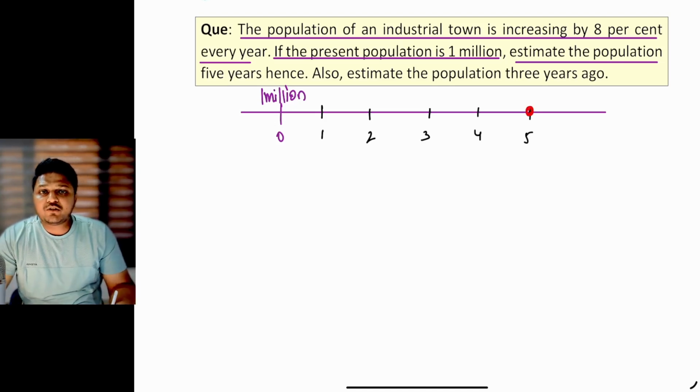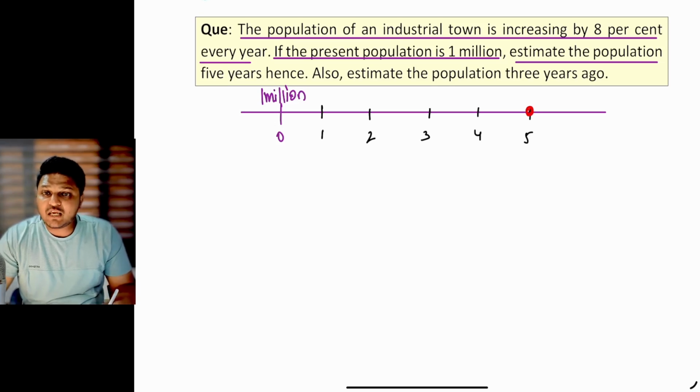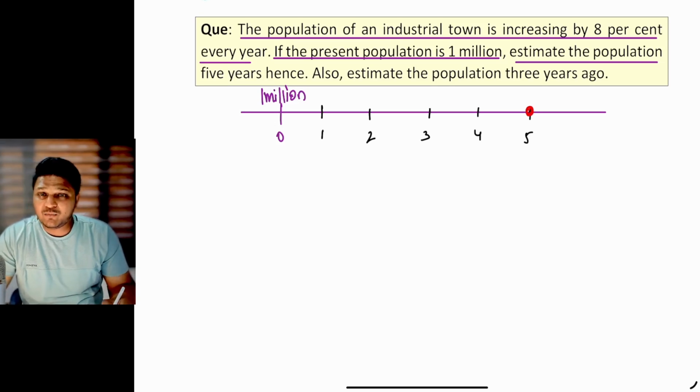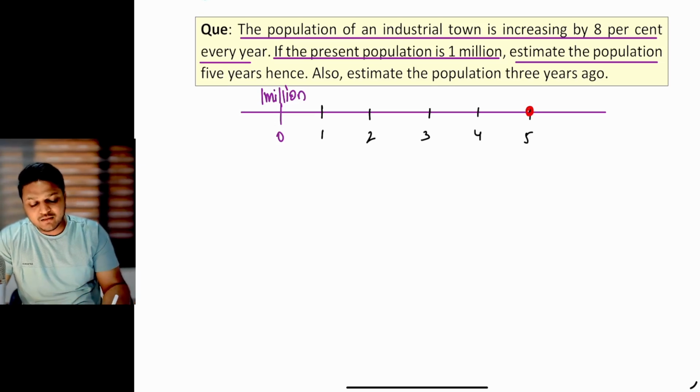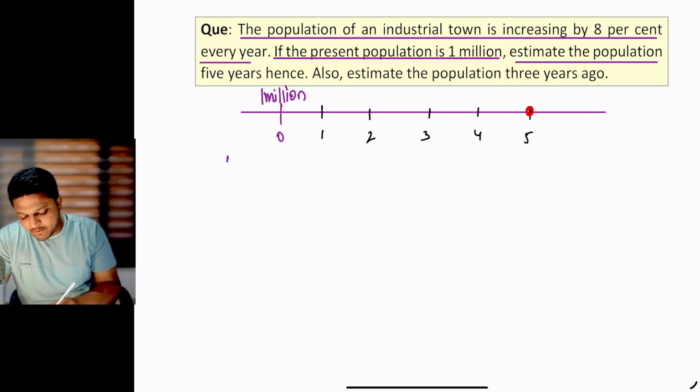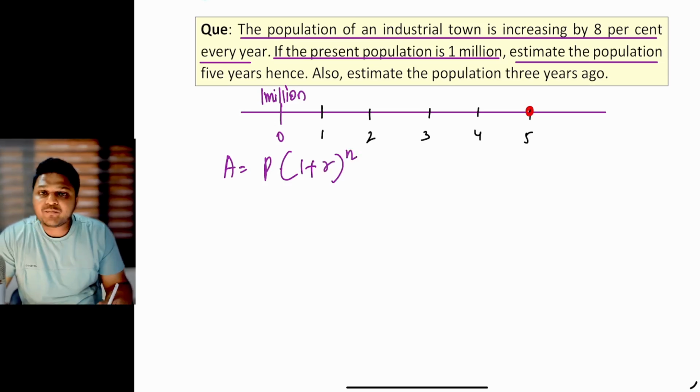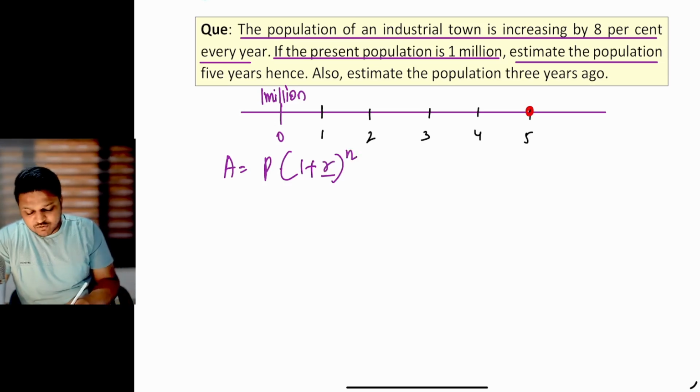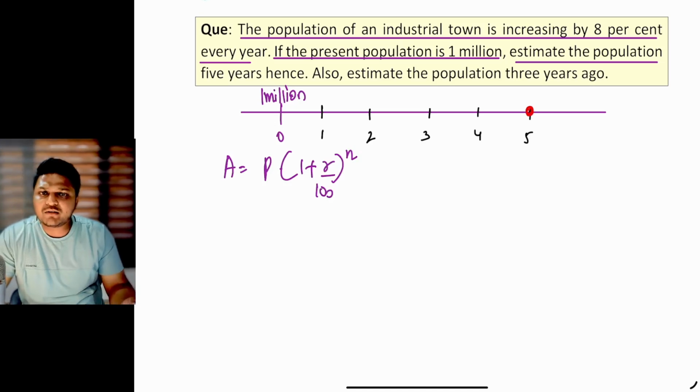And definitely the population is going to have the compounding effect. It's not the same fixed amount added every year; it will be increased on an accumulated basis. So we'll be applying the compounding formula. What is the compounding formula? A is equal to P into (1 plus R) raised to power n. And we have to convert R into decimal, so we'll be dividing it by 100. So this is how it is done.